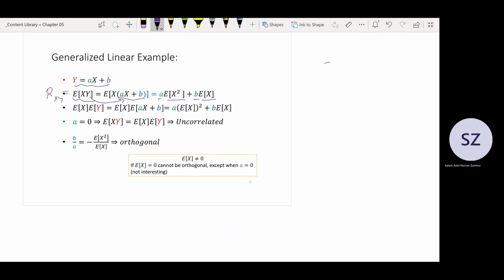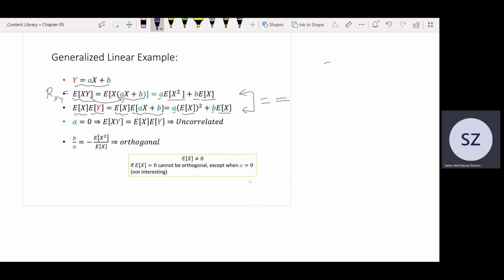Now, the expected value of x multiplied by the expected value of y. We'd like to see what are the conditions on a and b such that x and y become uncorrelated. So the expected value of x is this, the expected value of y is this. Now, when we multiply, we get a multiplied by the expected value of x all squared plus b times the expected value of x. Okay? Now, if we want to have uncorrelated, what does this mean? Uncorrelated means these two are equal.